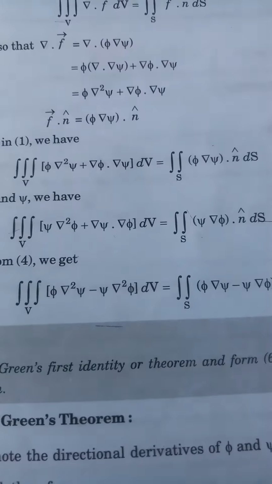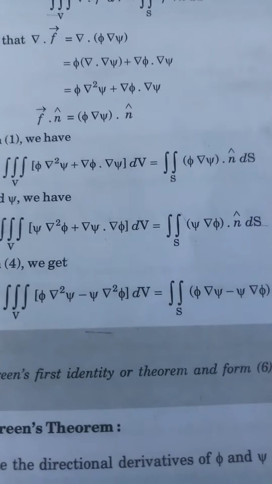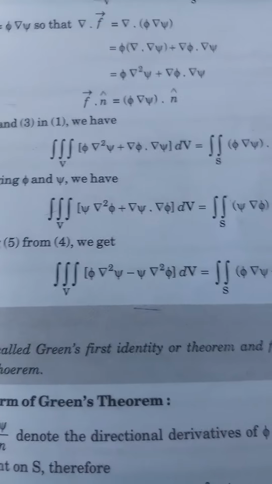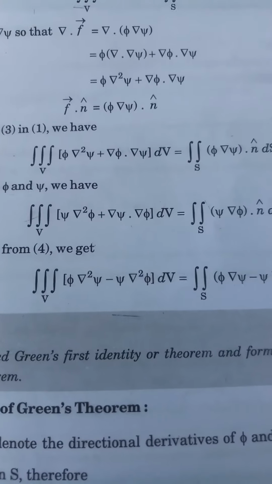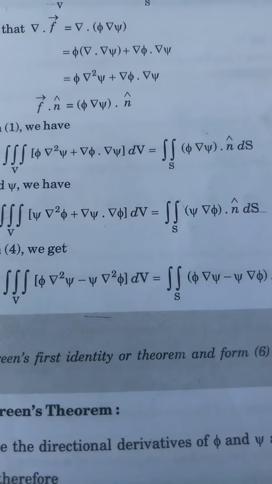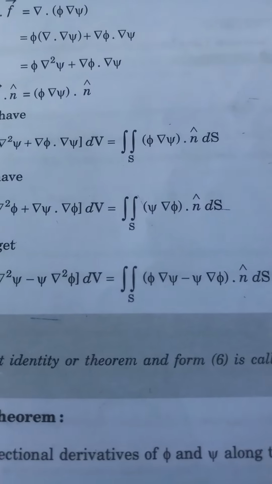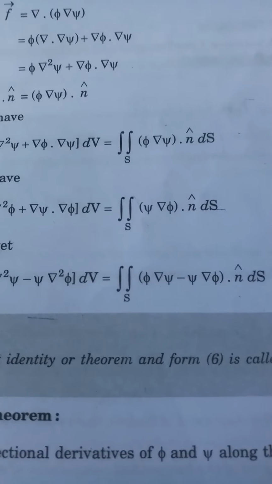Now f dot n is equal to phi del psi dot n. Using 2 and 3 in 1, we have triple integral over volume of (phi del squared psi plus del phi dot del psi) dv is equal to double integral over S of phi del psi dot n ds.